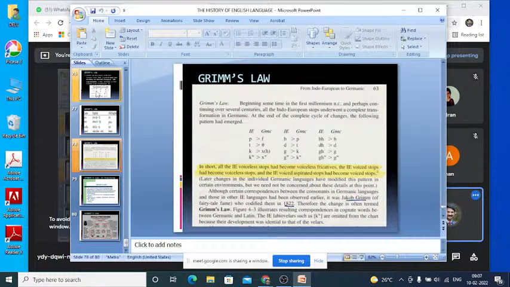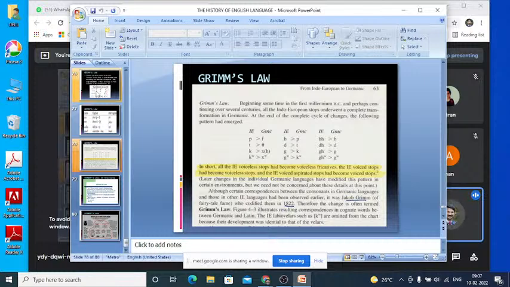Okay, so voiceless stops had become voiceless fricatives. P became f. The Indo-European voiced stops had become voiceless stops. All right, then the Indo-European voiced aspirated stops had become voiced stops. Later changes in the individual Germanic languages have modified this pattern in certain environments, but we need not be concerned about these details at this point.